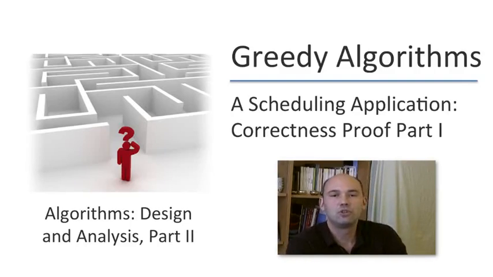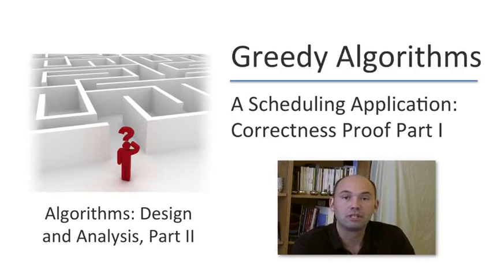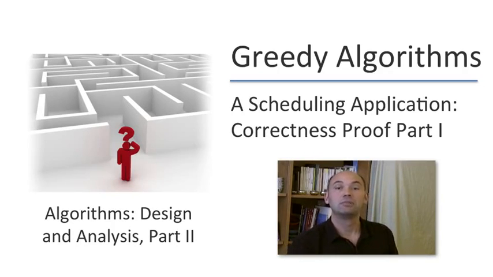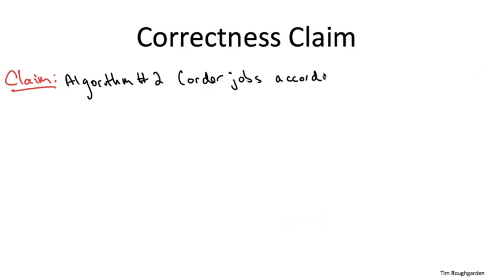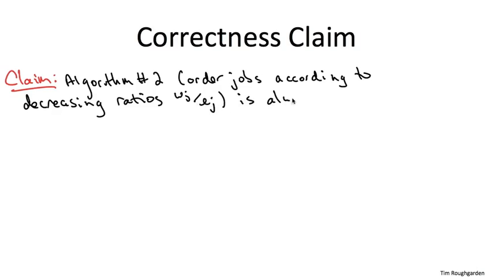So now let's turn our attention to proving the correctness of this greedy algorithm we've devised that purportedly minimizes the sum of the weighted completion times. Let me remind you of the formal correctness claim. The claim is that our second greedy algorithm, the one which looks at the ratio of each job, the ratio of the weight to the length, and sorts them in decreasing order, is always correct. For every possible input, it outputs the sequence of jobs which minimizes the weighted sum of completion times.